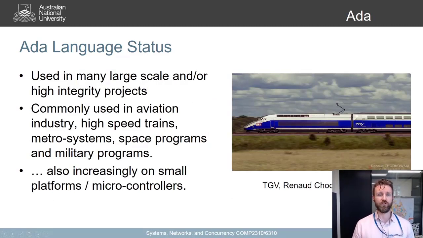So Ada is used in a lot of very large-scale, high-integrity projects, as I mentioned, like aviation. Also high-speed trains, metro coordination systems, even in the space program, and as I mentioned as well in the military. So if you're interested in working in any of those industries, you may well find that you'll end up using Ada. If you haven't worked in any of those industries, like I haven't, then you may not have a lot of experience with it yet. But that's okay. What we're going to do right now is go through some of the basics of Ada, and we'll hopefully demystify some of it.